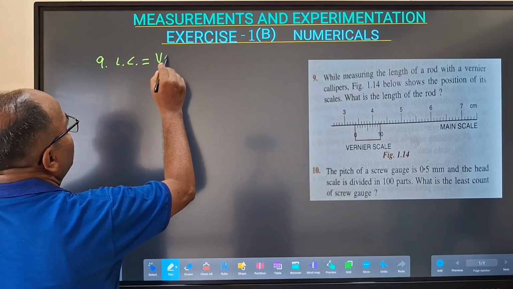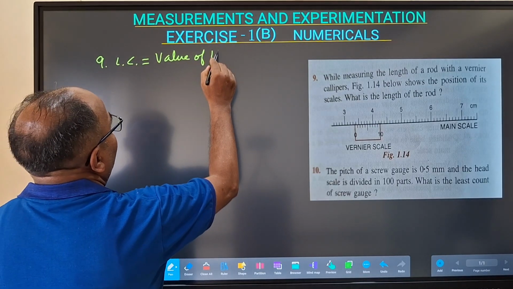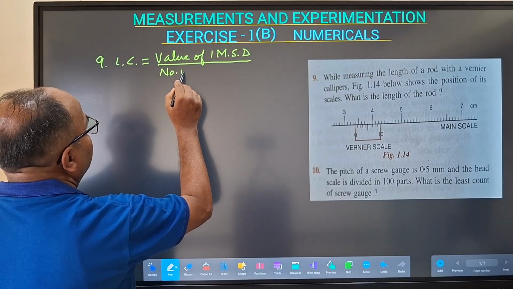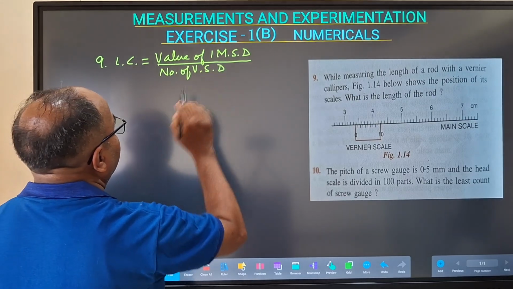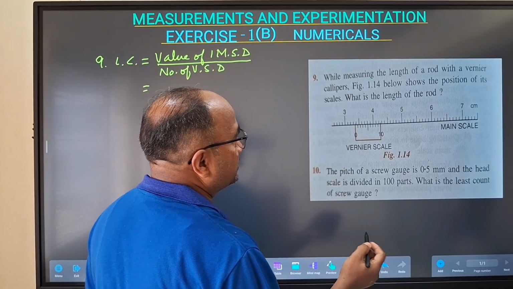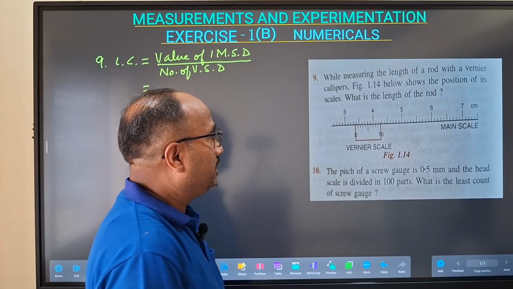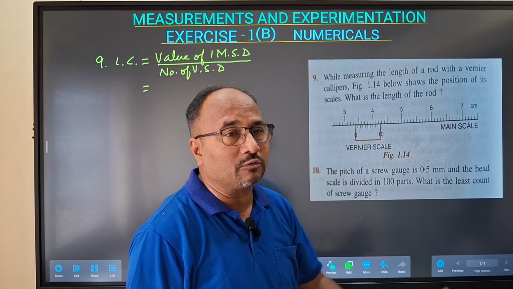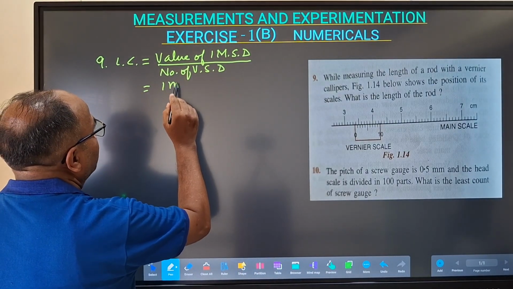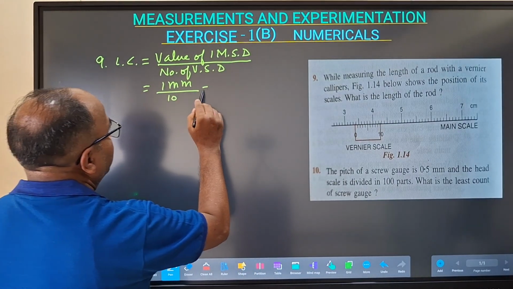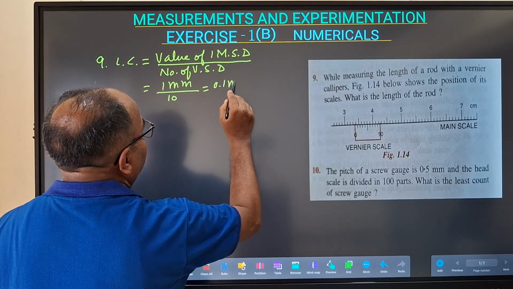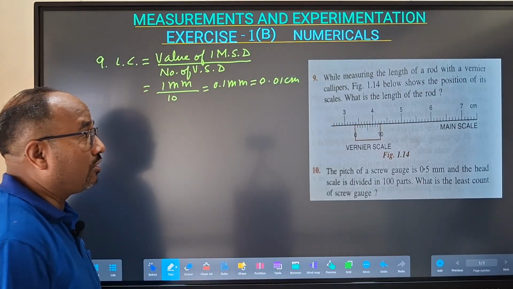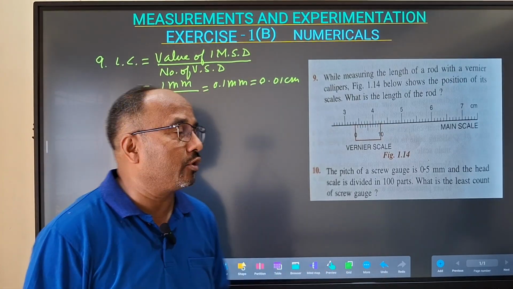Least count equals the value of one main scale division divided by the number of vernier scale divisions. Now what is the value of one main scale division? See, it is told here centimeter, and between any 2 centimeter, like 5 to 6, you have 10 divisions. So each division becomes 1 millimeter. So we write here 1 millimeter divided by 10. So that gives us 0.1 millimeter, or 0.01 centimeter. So now we know our least count, which is a very important part.